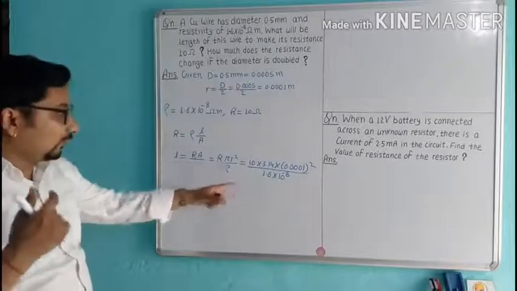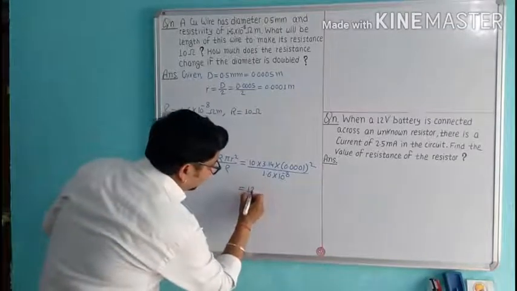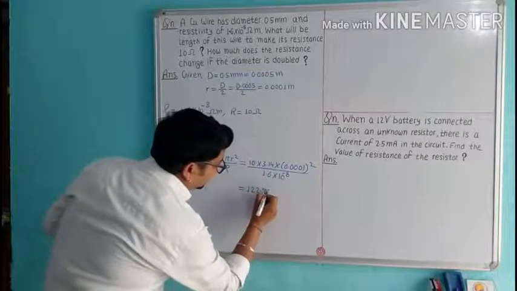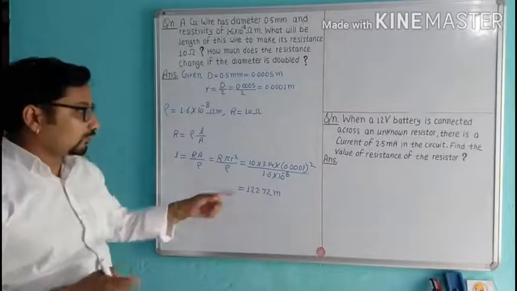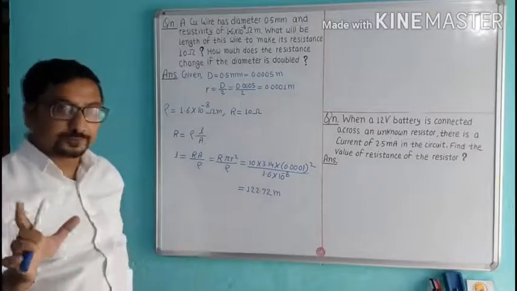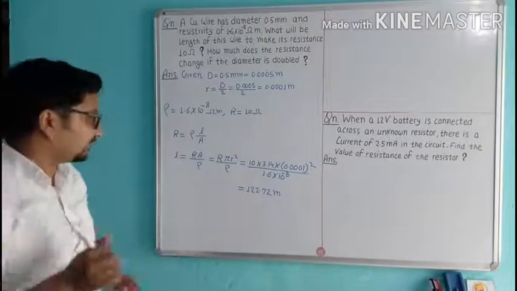Okay, when we solve this we get 122.72 meter. Solve this in your rough notebook. Okay, you will get 122.72 meter length.